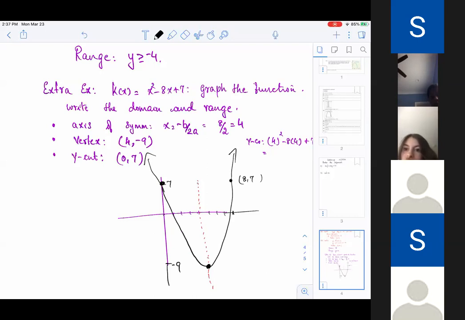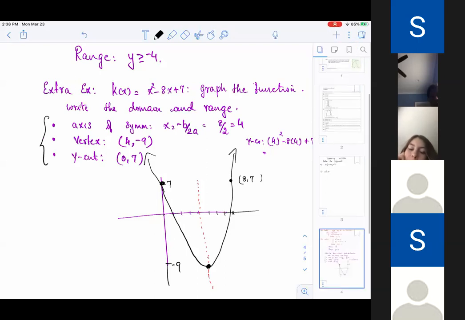Is it clear? Okay. So you're only going to find these 3 things as the work. The fourth thing, which is the third point, is actually just by looking at the graph and then flipping it over the other side. Okay, go ahead. What is the domain? All real numbers. And range? Everything above negative 9. Correct.